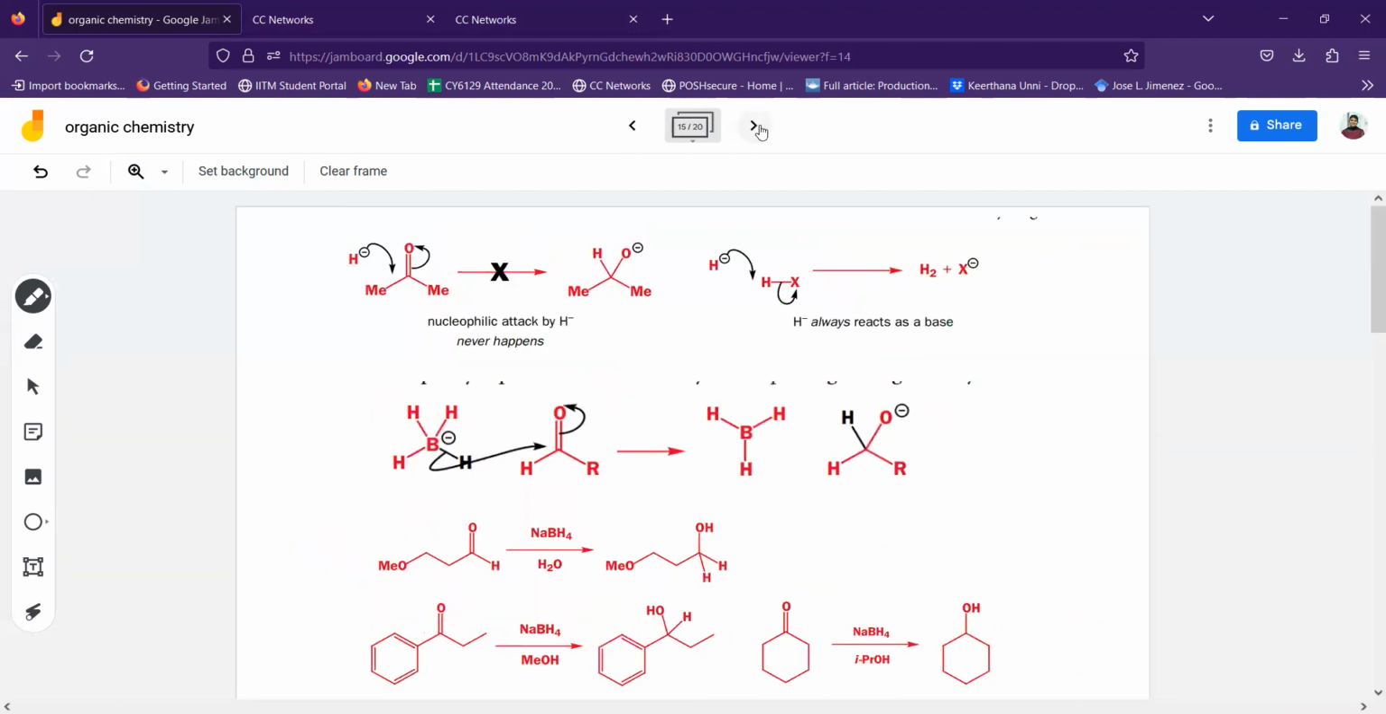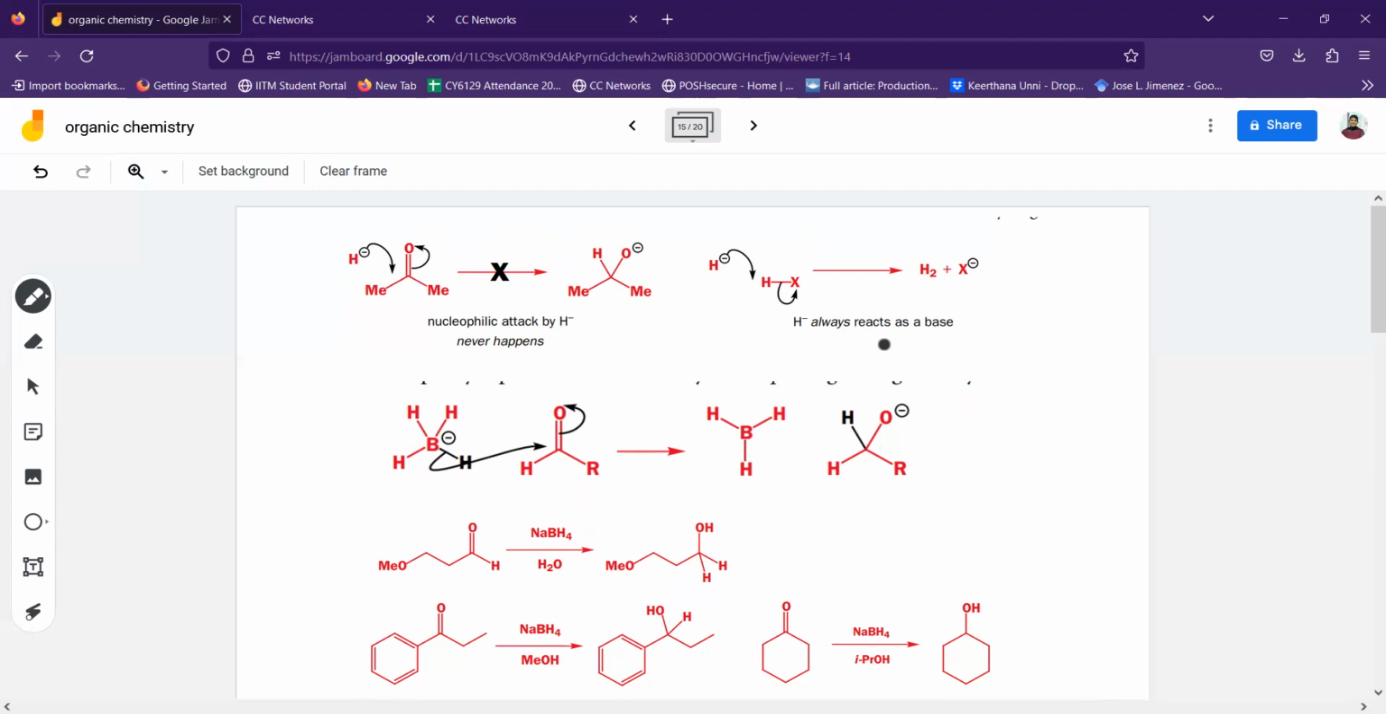Okay. Now coming to another nucleophilic attack, by hydride. If I want this H minus to attack this particular carbonyl, this reaction never happens. Nucleophilic attack by H minus never happens. Why is it so? Because if I want this H minus, I should take some NaH, and it has such a high charge density that it can only react as a base. Here this H minus will always react as a base. It should be in your mind.